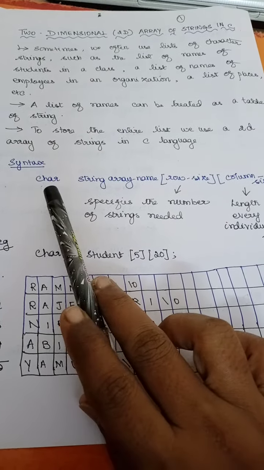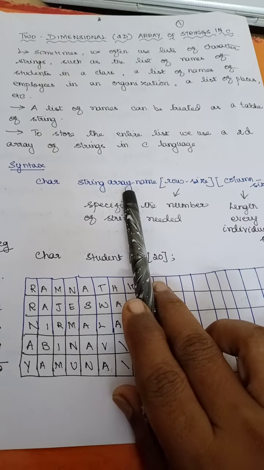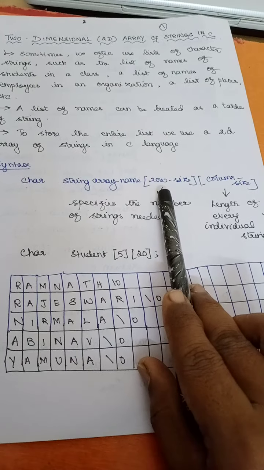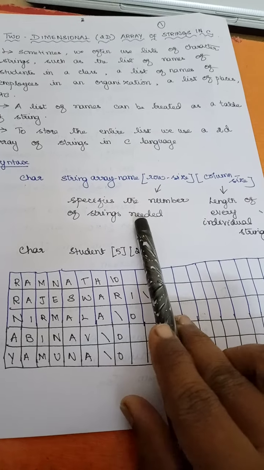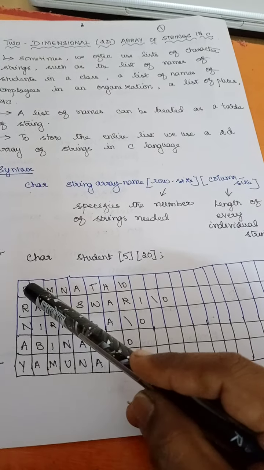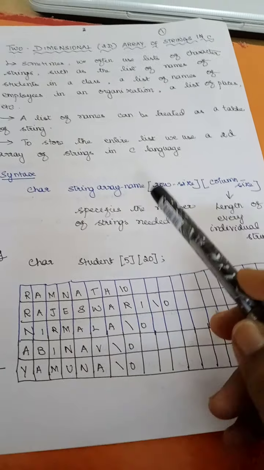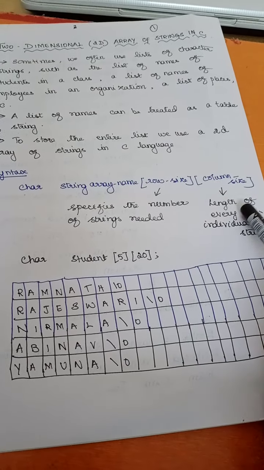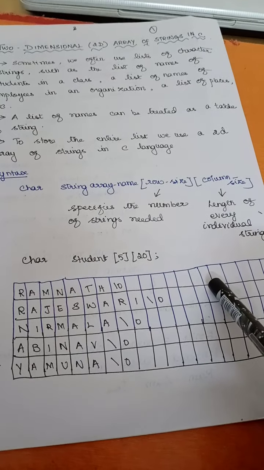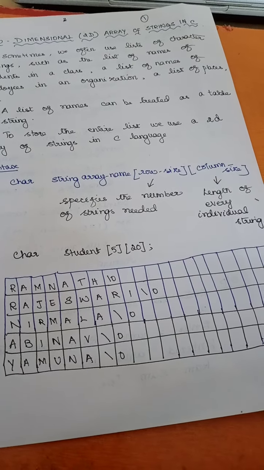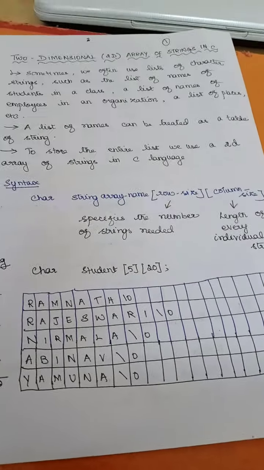The syntax is going to be char, string array name, and here the row size and column size. The row size specifies the number of strings needed. For example, in your class I want to store 38 students' names, so I write it as 38. The column size tells you the length of the individual string. So each string requires how many characters? The name cannot be more than 20 characters, so let us have it as 20, right?